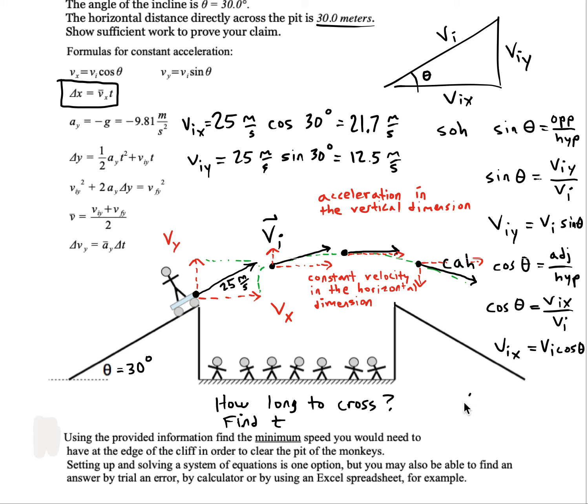Alright, so if you'd want to set it up like this, just delta x equals vx times t. I don't need the bar in this situation because it's constant velocity, so the average just is the value all the time. So 30 meters equals 21.7 meters per second times t. So this person's going to get across in 1.38 seconds.